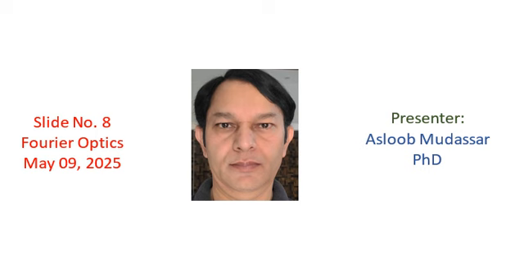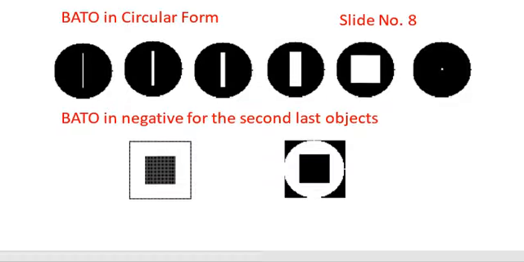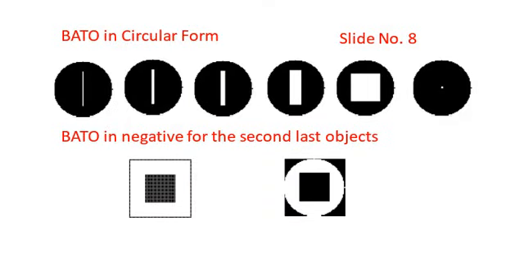This is slide number 8 and I am your presenter Asloob Mudassar. We have discussed some BATOs, that is binary amplitude transmission objects, in the previous slide. Now we are presenting them in the circular form.